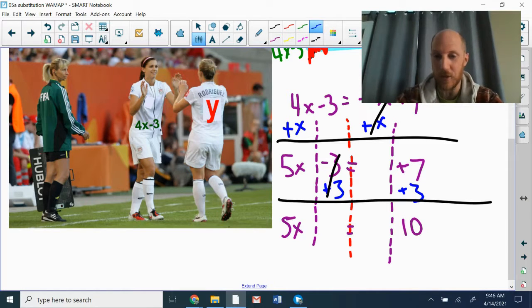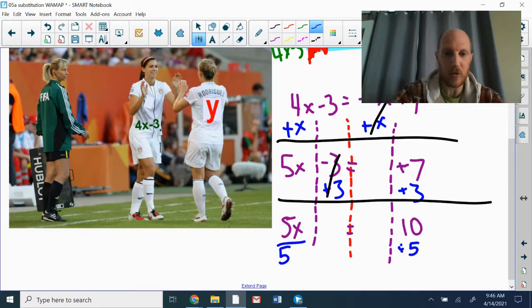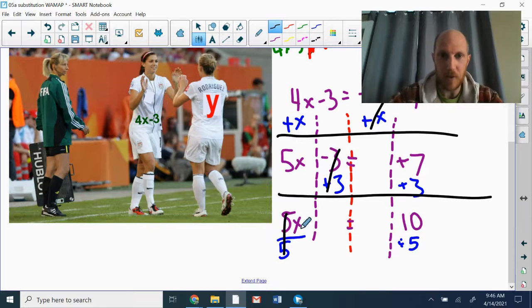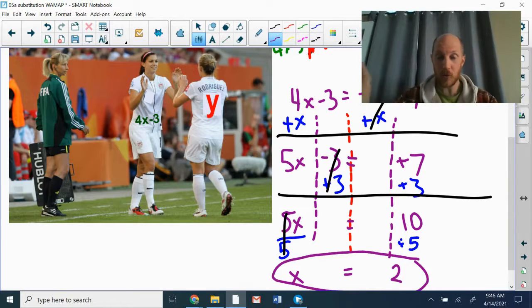Last step, I need to get that 5 off of the x, so I just have x. And so the 5 is attached by multiplication. That means I need to divide. I'm going to write my division using 2 different symbols, just so we remember there's different ways to write division. They all mean the same thing. 5x divided by 5 gives me 1x, or just x, equal sign, and 10 divided by 5 is 2. Yay, so we solved for x.